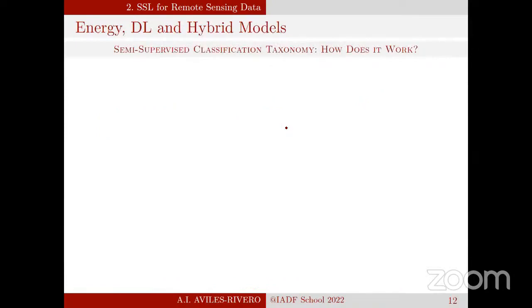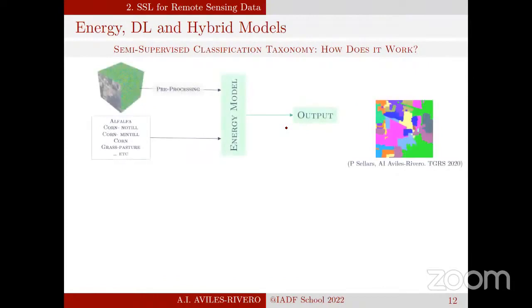Now we are going to talk about the three main divisions of semi-supervised learning: energy-based, deep learning-based, and hybrid models. In the classic perspective, we have our data, a set of predefined classes, and we assume some preprocessing of the data, and then we have a functional. This is an explicit mathematical model, where for the classification part you want to assign one or fewer labels from the set of predefined classes to your sample.